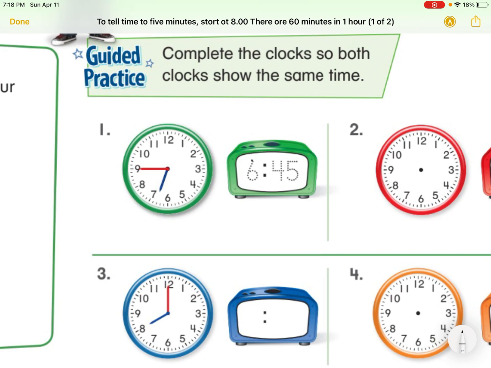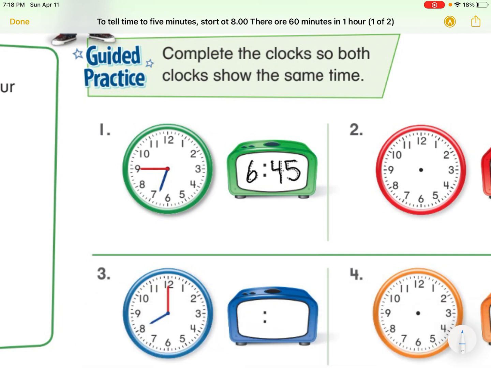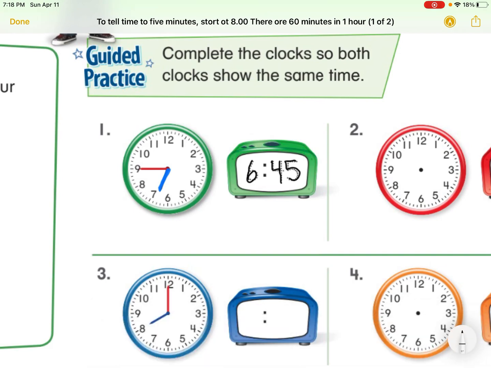So they're telling me that the time is 6:45. Now by looking at my clock and I look at the hour hand, which is my smallest hand, it is so close to the 7, but remember, until that hour hand touches the 7, then it's 7 o'clock. Until then, it is 6. So it is 6, and for the minutes, we count by 5s.